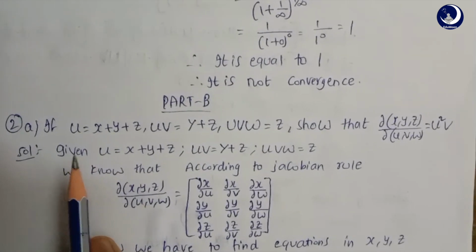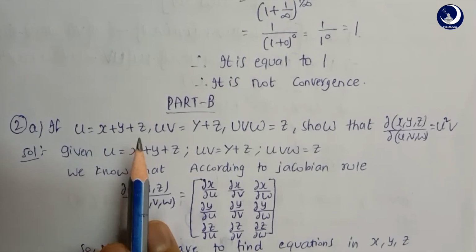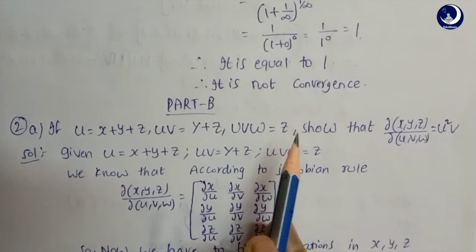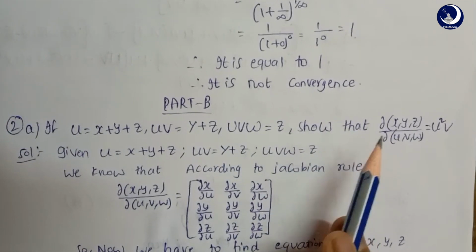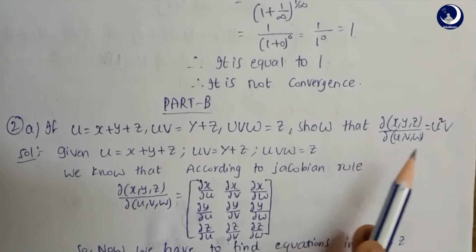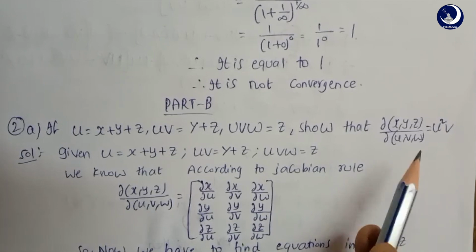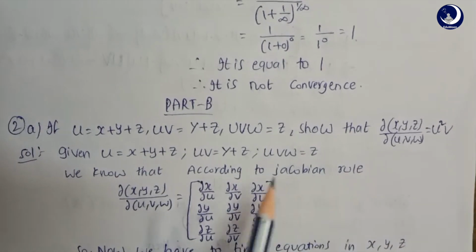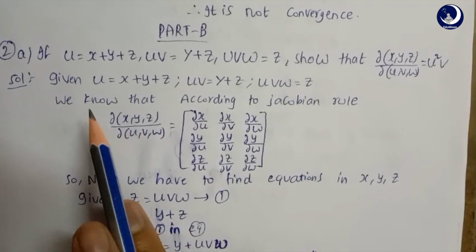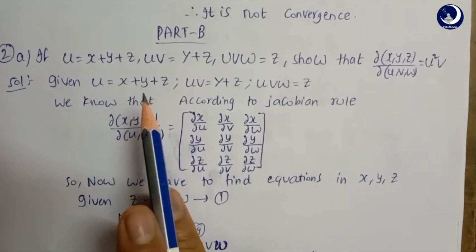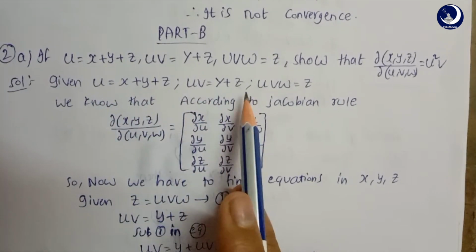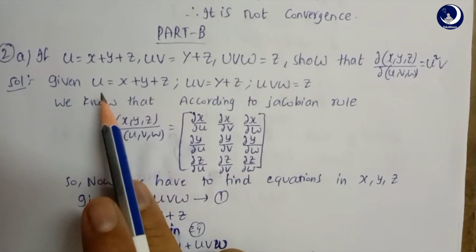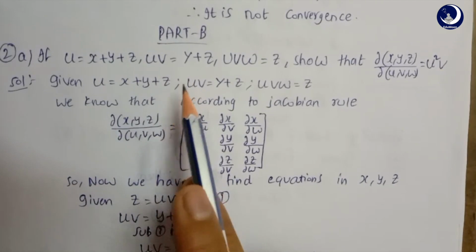In second question A, if u equal to x plus y plus z, uv equal to y plus z, uvw equal to z, show that dou of x y z by dou of u v w equal to u square v. We have to find this, prove the theorem. So from the given question, u equal to x plus y plus z, uv equal to y plus z, uvw equal to z. We have two types of variables. One is u v w variables and the other is x y z variables.